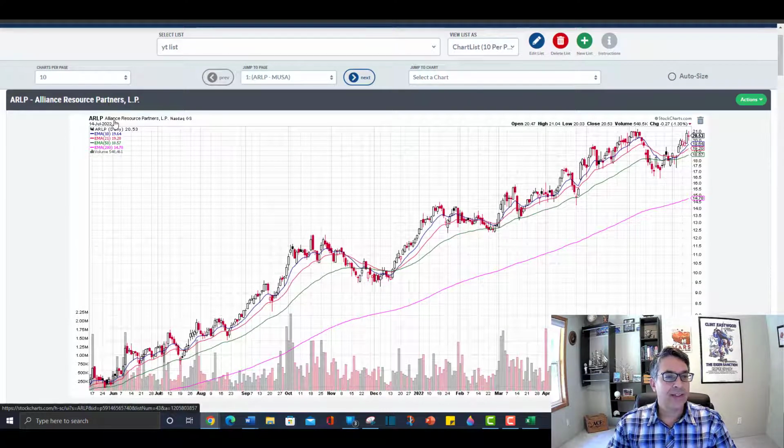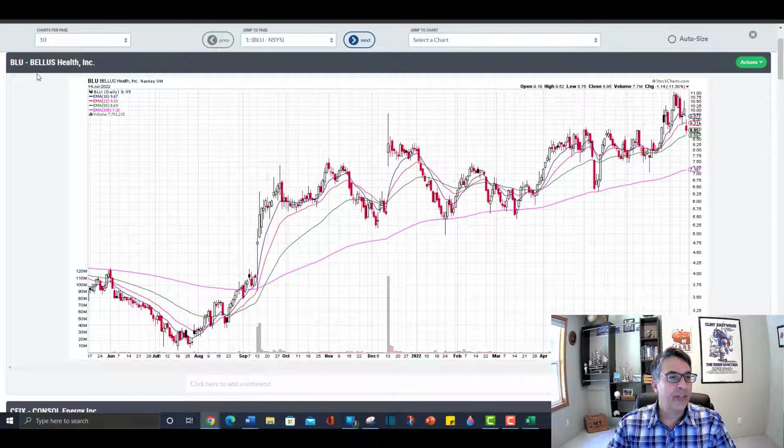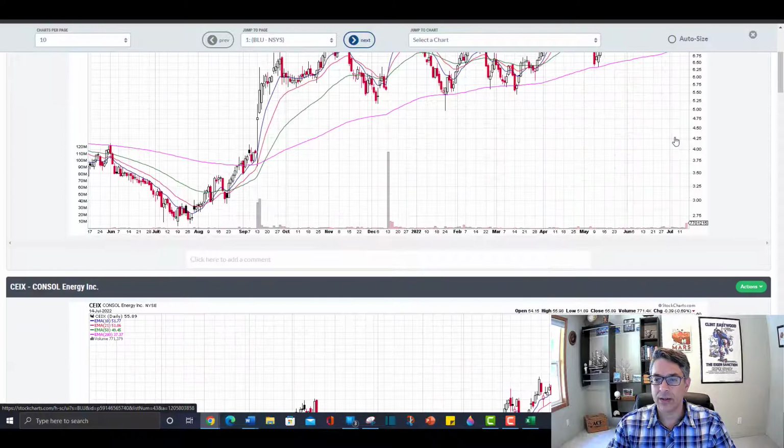Let's see, Alliance is a limited partnership. There's some tricky tax implications. Let's just ignore that one. BLU, so here you have a nice base breakout. It's pulled back to its base. That one would be worth keeping on your radar.